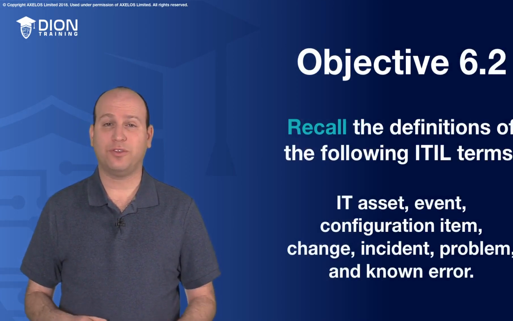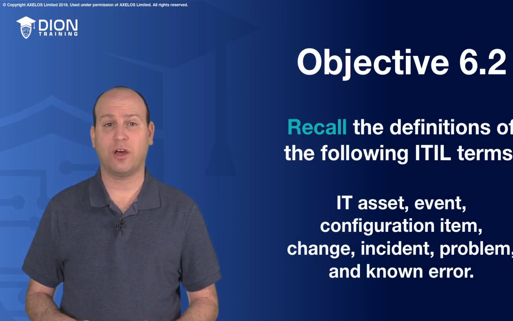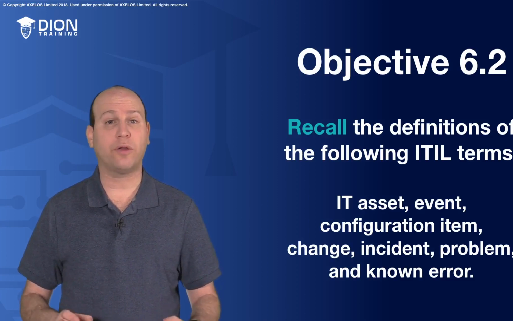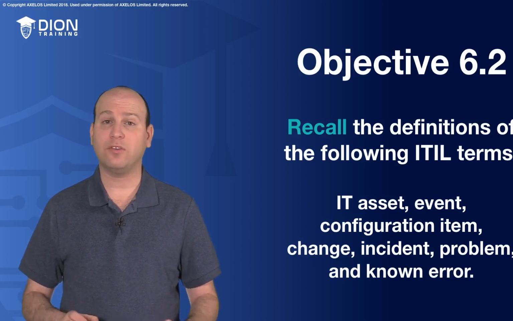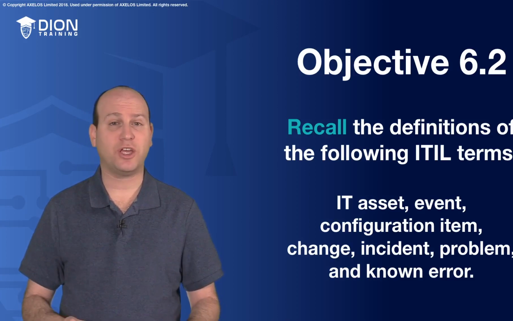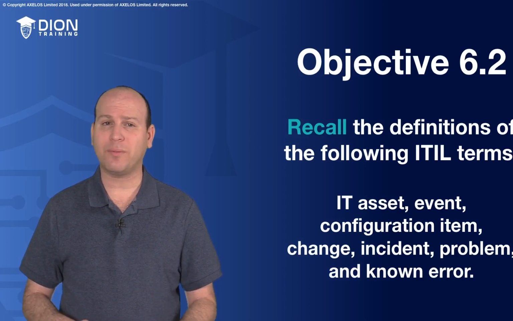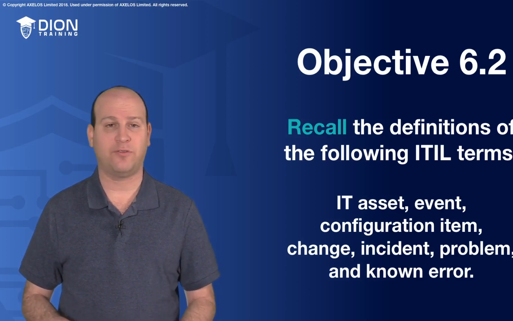As we go through these 3 sections of the course, we're also going to cover the 7 terms that are under the recall level of knowledge for the exam, and we're going to do this throughout our discussion of these practices. These are the IT asset, event, configuration item, change, incident, problem, and known error. When we get to them in the lessons, I'm going to remind you again that these are the terms that you have to memorize the definitions for.